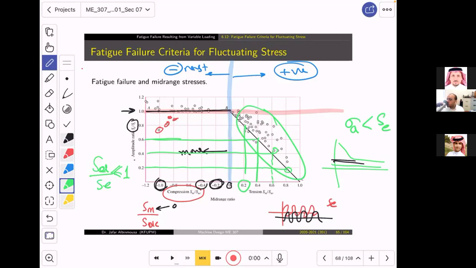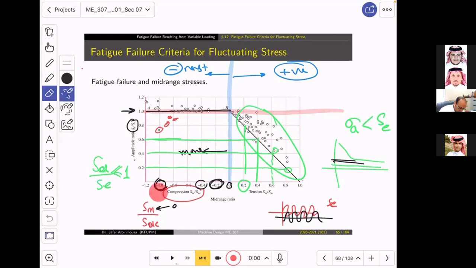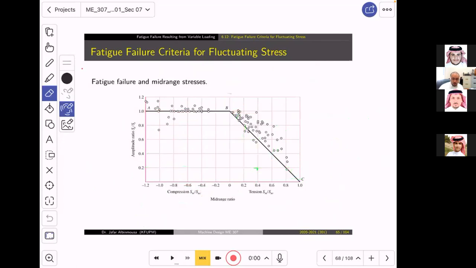Yes, Ahmed. Doctor, if I am in the area under this line, this is safe, right? Yes, no failure. If I am outside on the right or above, this is failure. Yes. If we touch the line, is there a failure or what? Yes, the line is the boundary. It means failure.